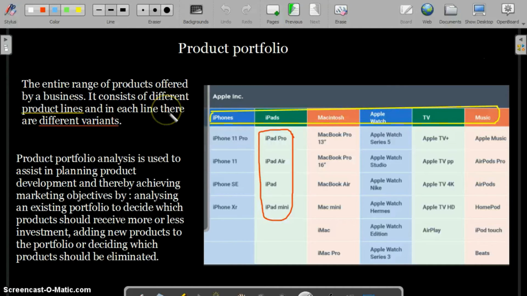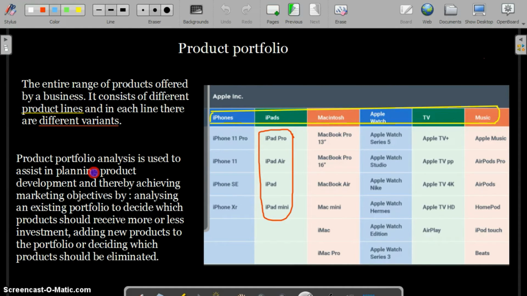Take an example of Apple Incorporated. They have iPhones, iPads, Macintosh, Apple Watch, TV, music. These are the product lines. They are different product lines, and in each line there are variants of each product line. The iPhone 11 Pro, iPhone 11, iPhone SE, iPhone XR. All these are variants of this product line. Like in iPads, there's iPad Pro, iPad Air, iPad, and iPad Mini. All these are variants. So this whole thing is basically the product portfolio, all the products that are offered by a particular business. Of course, this is not the complete product portfolio for Apple, but it's just a small part of it.